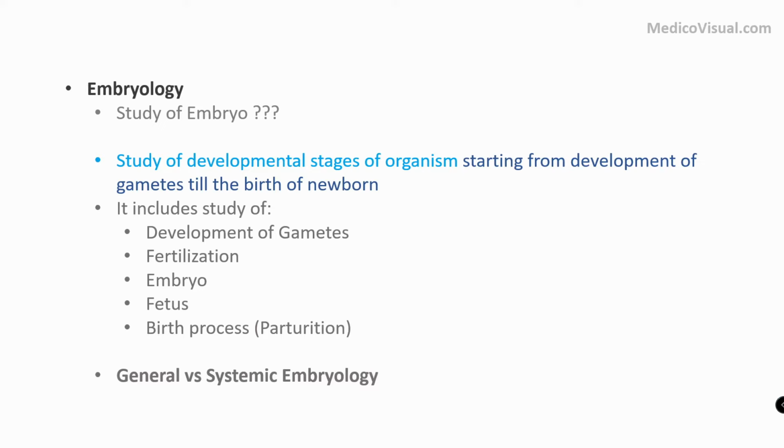But in systemic embryology, we study system-wise: the development of the cardiovascular system, the GIT, the respiratory system, and so on. Now you cannot study systemic embryology directly without understanding the basics, the general embryology, the basic understanding of the formation of different primordial structures. So first we will discuss general embryology, and then systemic embryology.